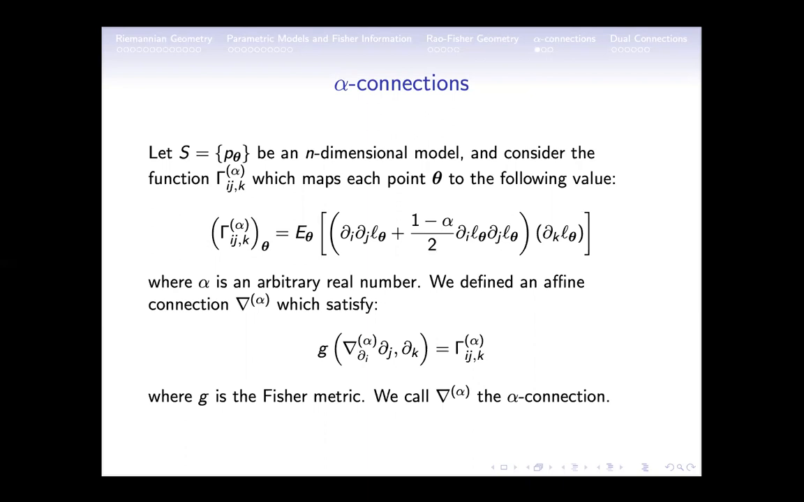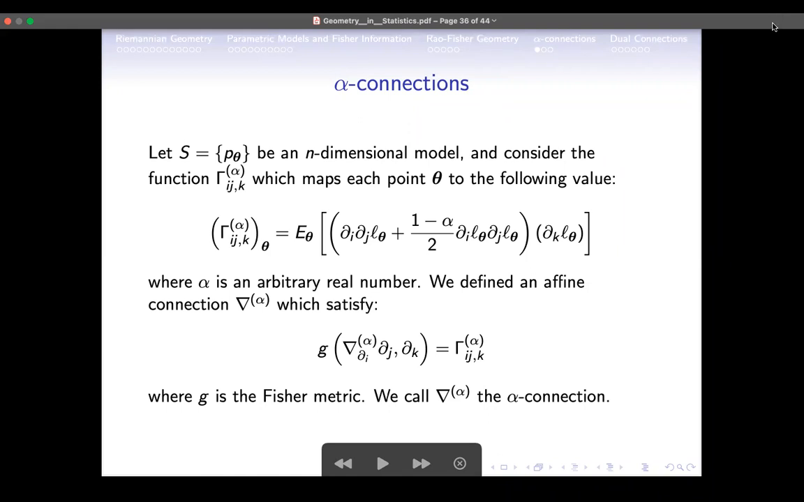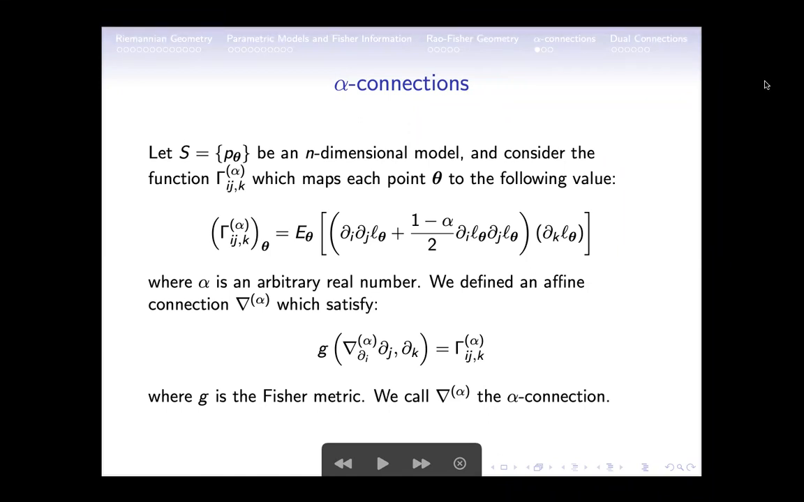Okay, so that was all about Fisher-Rao geometry. Let me see what the time is. It's 4. Okay, so let us just quickly go through the alpha connections.